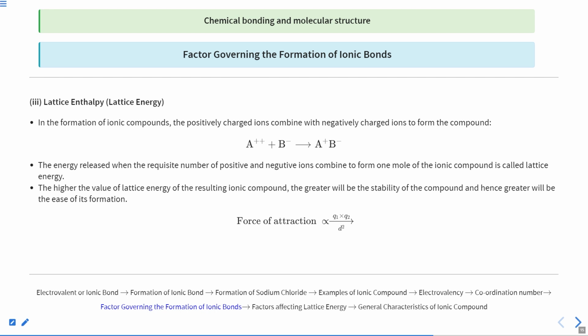Now, the higher the value of lattice energy, the greater will be the stability of the resulting ionic compound, because more energy is released, which means more stability is gained, meaning the compound is brought to a lower energy, right? Clear? Suppose the force of attraction is given by Q1 Q2 by D square here.